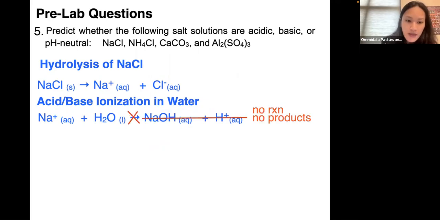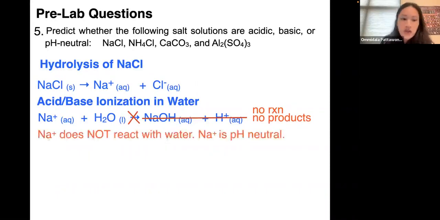So that means when sodium reacts with water, it will not react at all. That's what it means, because it's unlikely to produce the strong base, because a strong base completely dissociates. So this one produces no product. Therefore, there is no reaction between sodium and water. So the conclusion for sodium is that it does not react with water. Therefore, the sodium ion is a pH neutral ion.